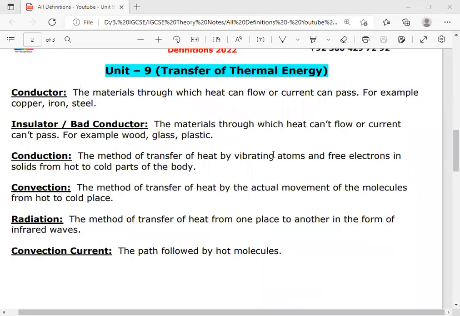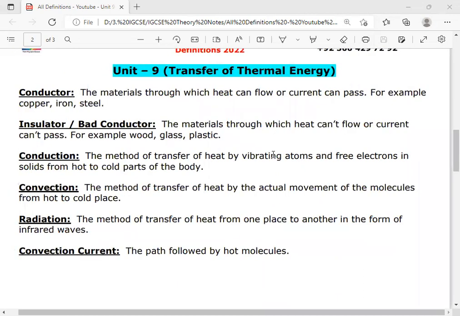The very first definition is the difference between conductor and insulators. Conductors are those materials through which, since this unit is related with the term heat, so we will consider that the materials through which heat can easily flow or even current can pass are called conductors. For example, copper, iron, steel. So metals are good conductors of heat.